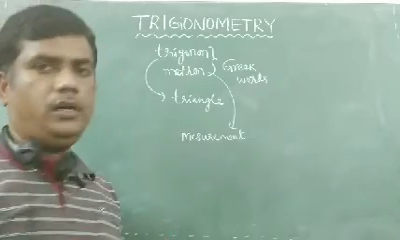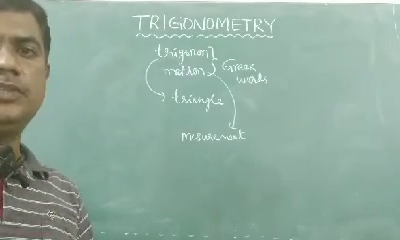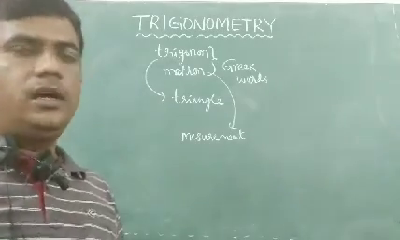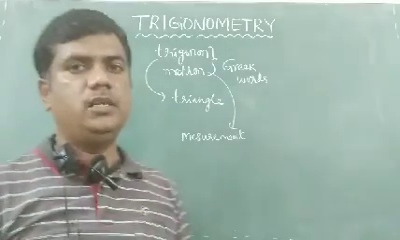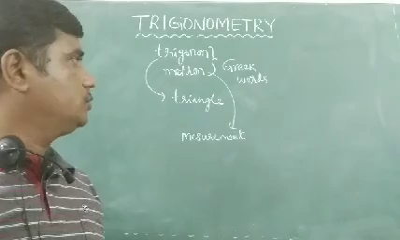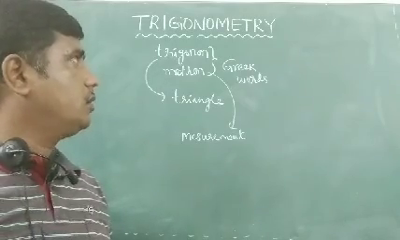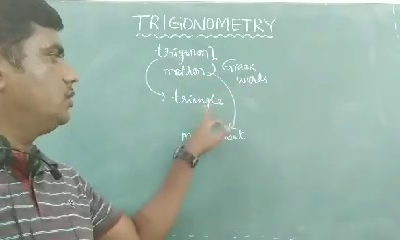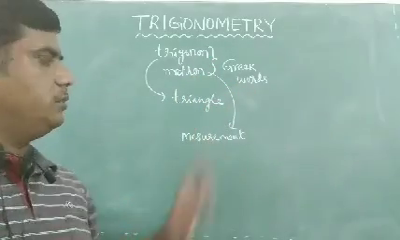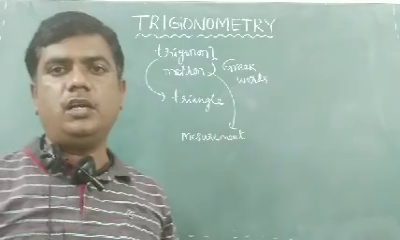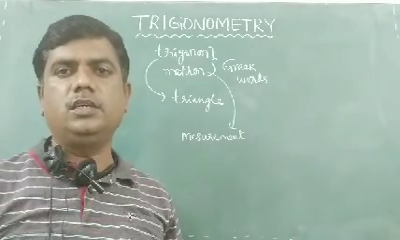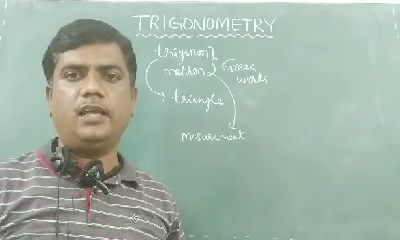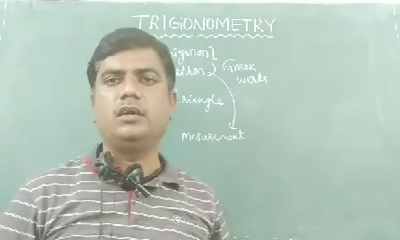So trigonometry is an English word derived from two Greek words. One is trigonon and another one is metron. Trigonon plus metron gives trigonometry. Trigonon means triangle, metron means measurement. So the study of triangle measurements is known as trigonometry.